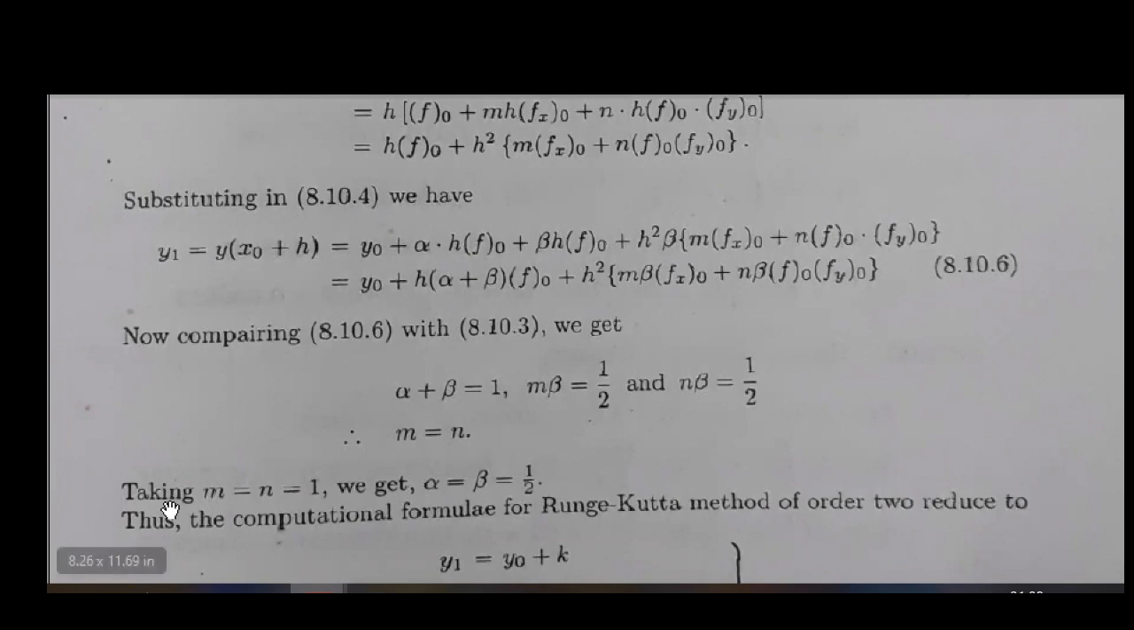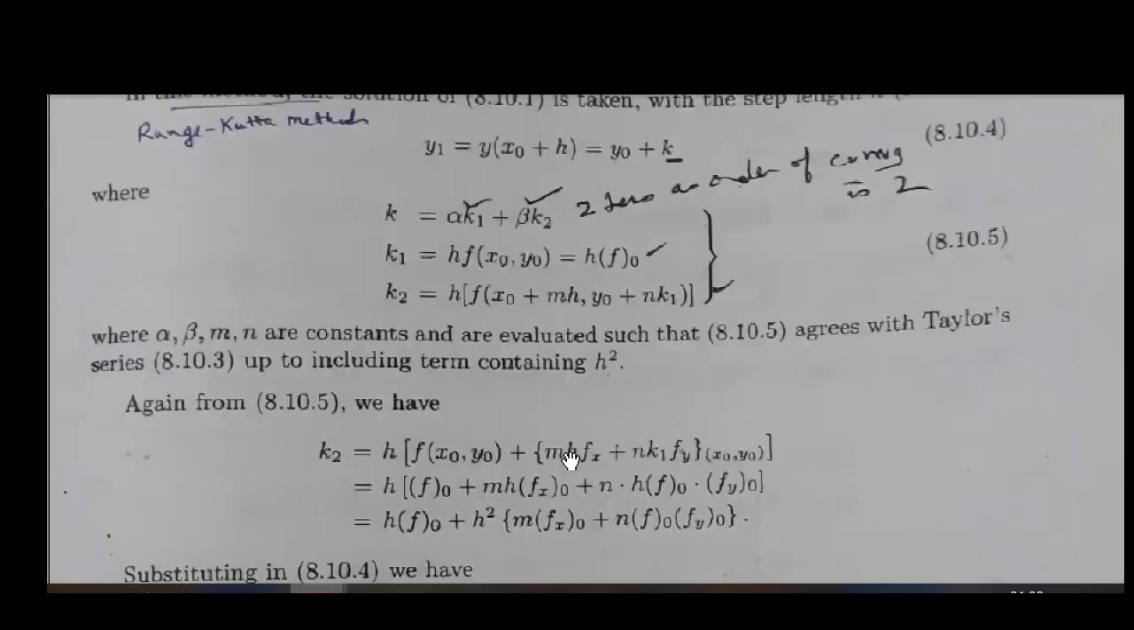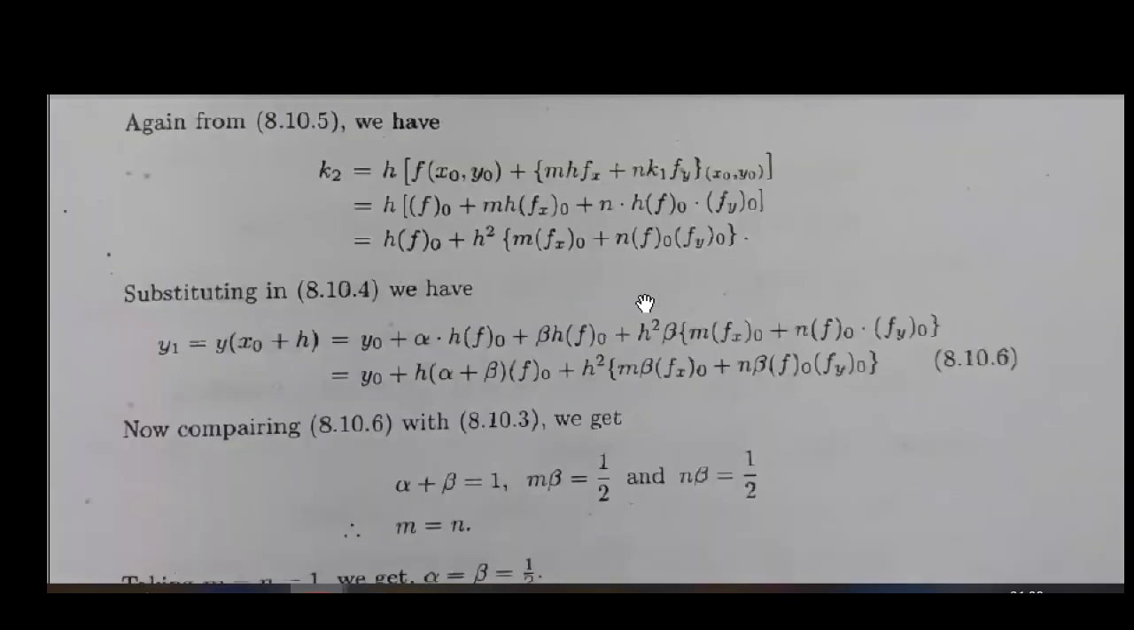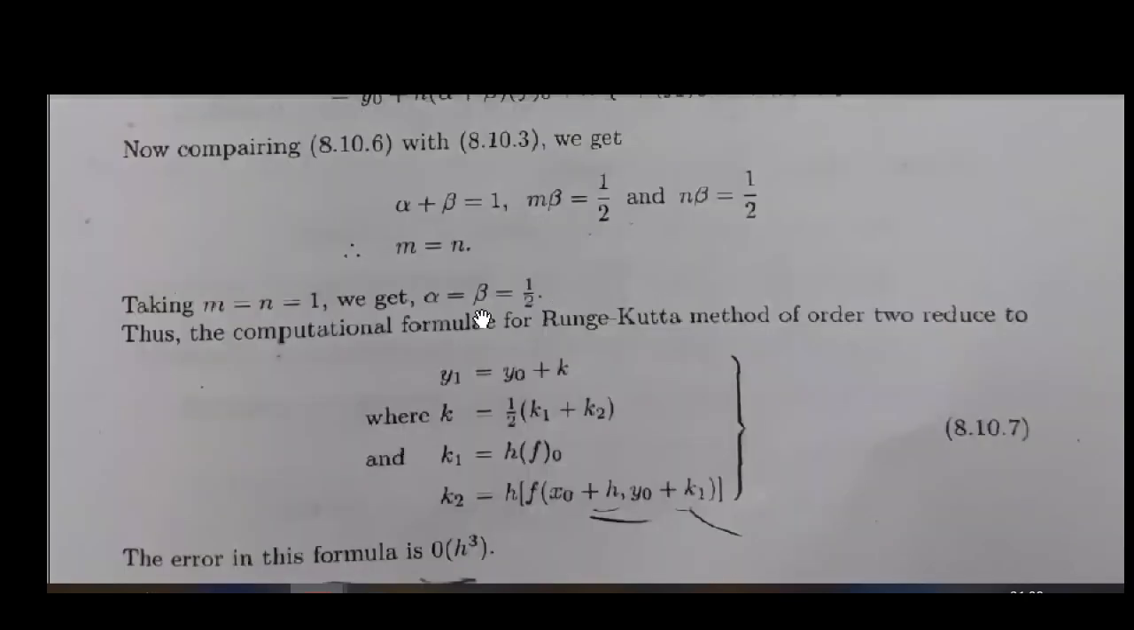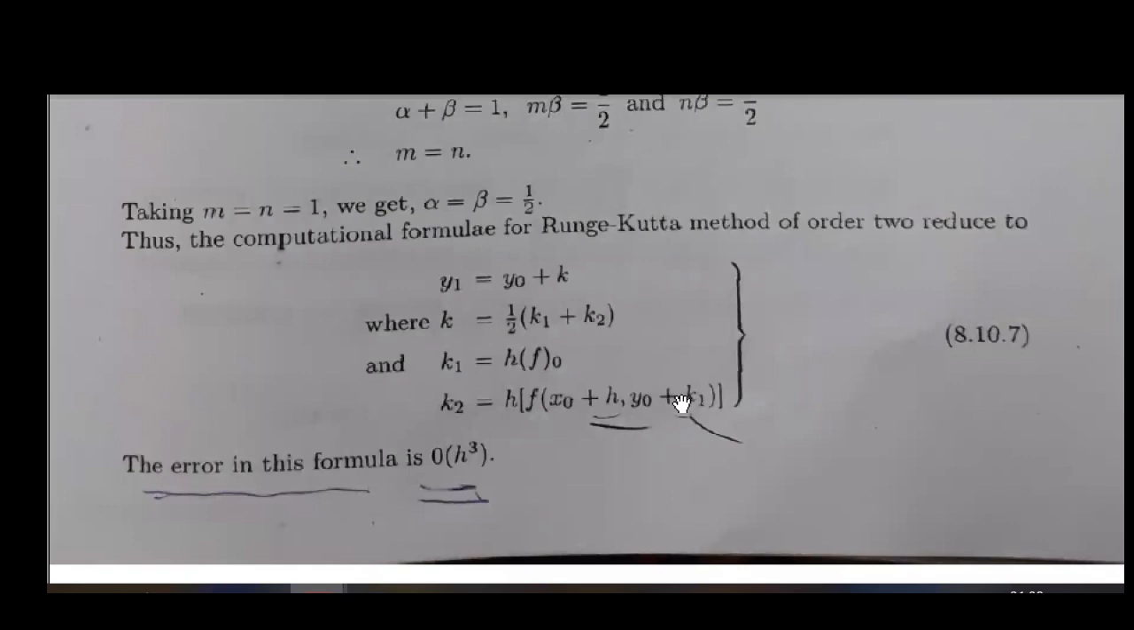Once we get these unknowns, these were the 4 unknowns in this Runge-Kutta method, just plug them in here and you are going to get the method. So what is the method in whole? y1 equal to y0 plus half k1 plus half k2, where k1 is h times f0, and k2 is h times f of x0 plus h, y0 plus k1, because m and n you have taken to be 1. So this is your method in totality.